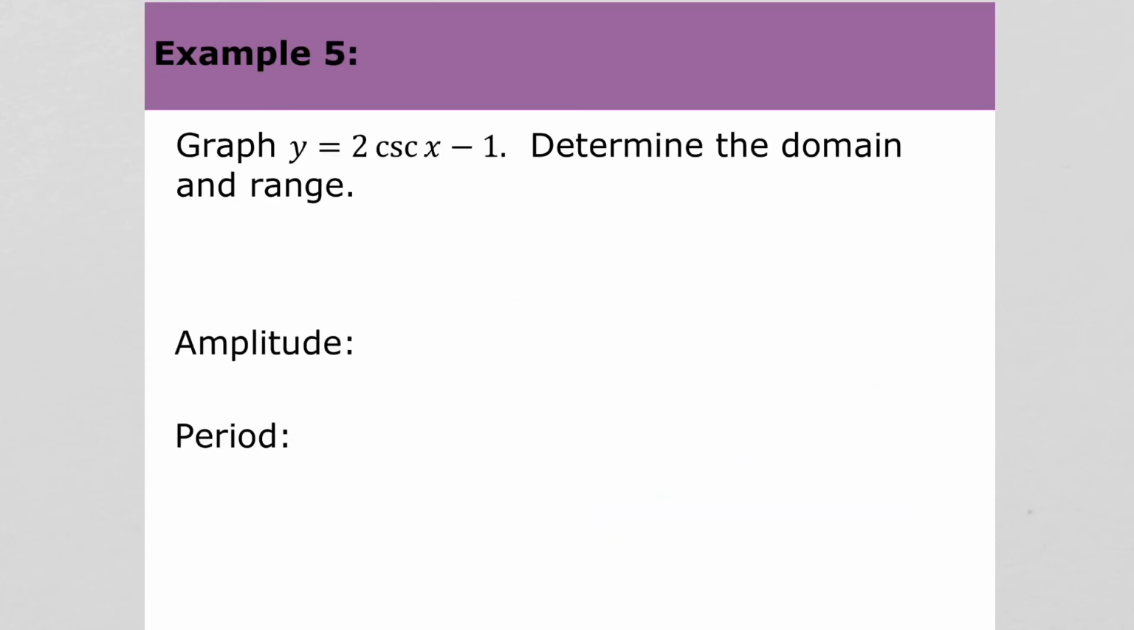So let's look at some examples of cosecant and secant. The first one, we're going to graph y equals 2 times the cosecant of x minus 1. It asks for the amplitude. There is not an amplitude because we don't have a max or a min. It goes to infinity and negative infinity for the range. But there is an A value, which we will have to take into account. The period goes along with sine.